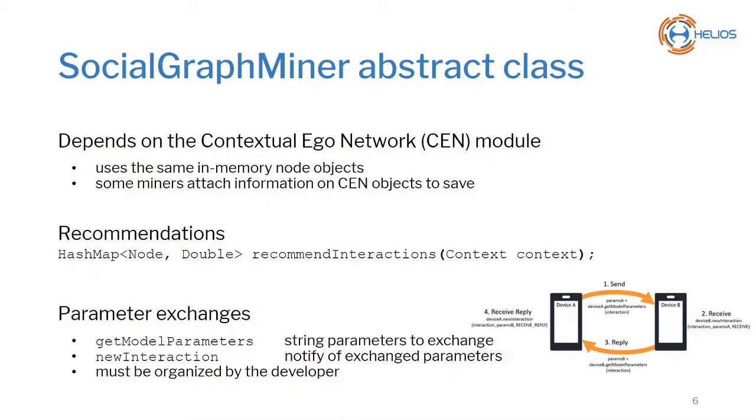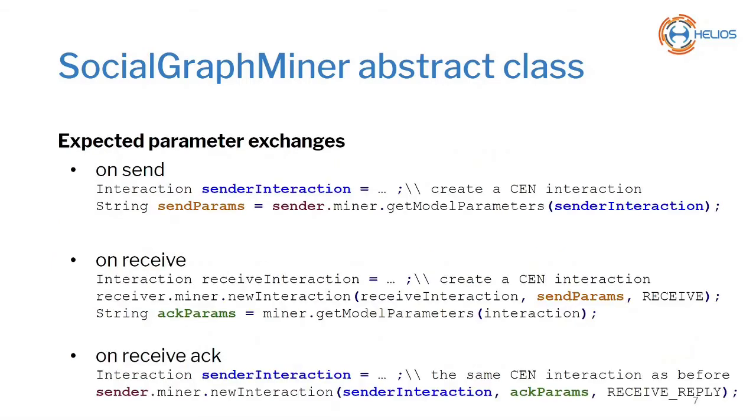Finally, the Social Graph Miner provides two methods for organizing the previously outlined parameter exchanges. GetModelParameters is a method which returns a string representation of the parameters to send or return. NewInteractions is a method which notifies the interaction sender and receiver about the parameters of the other party. For now, it is important to remind that parameter exchanges are organized by the developer.